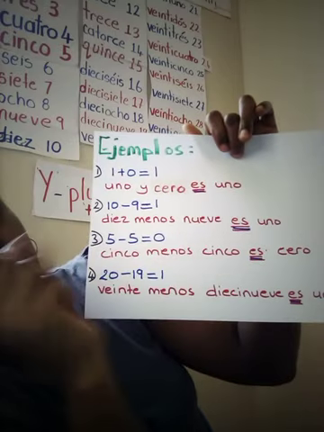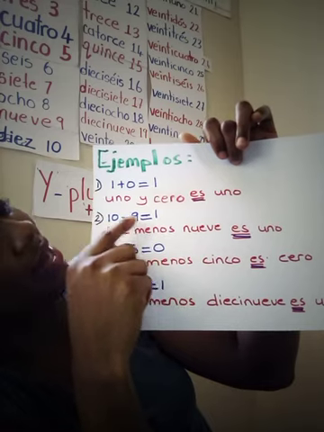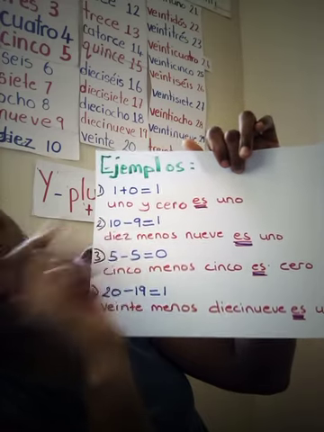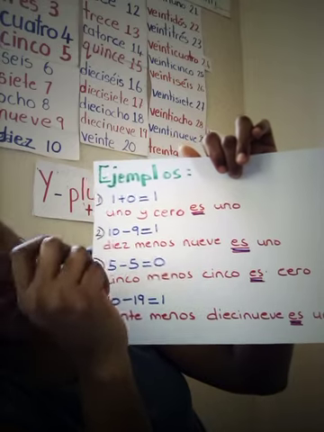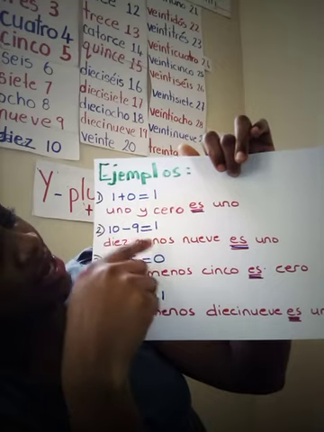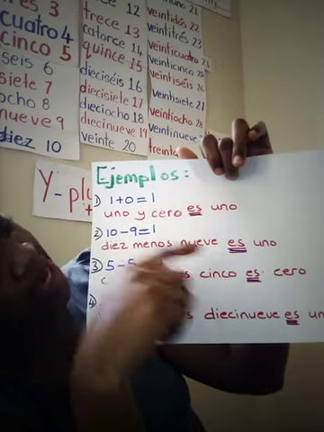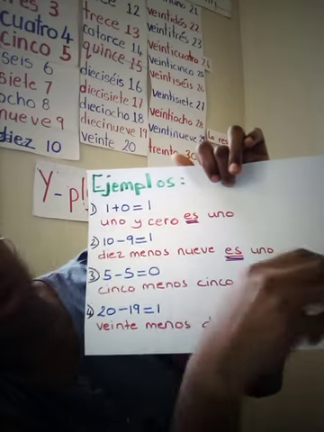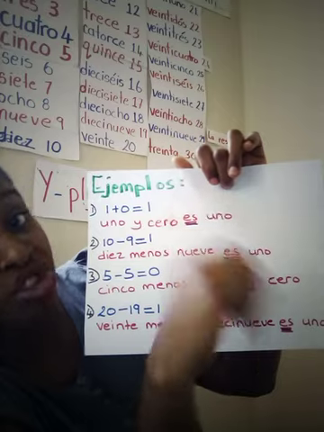Let's move to number 2, número 2. It says 10 minus 9 equals 1. You have 10 things, you take 9 from it, you're left with only 1. So we have diez, which is 10, menos, which is minus, nueve, which is 9, es, which means is or equal, and then uno, which is 1. Always use es if your answer is 1 or 0.